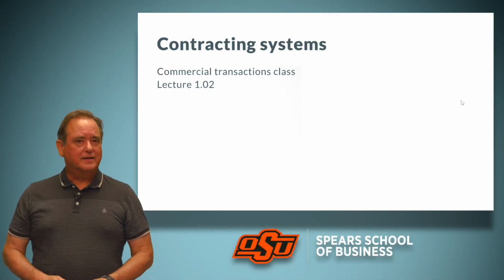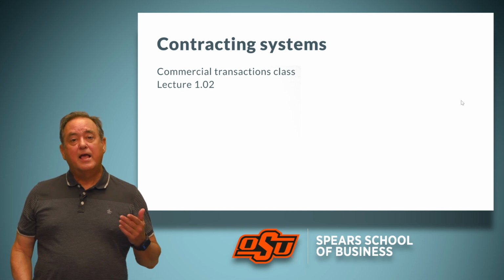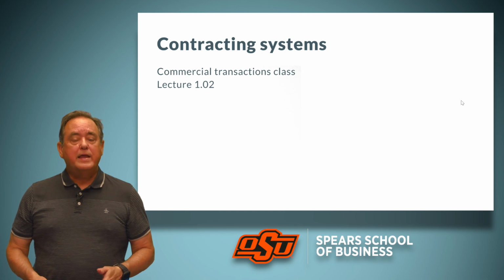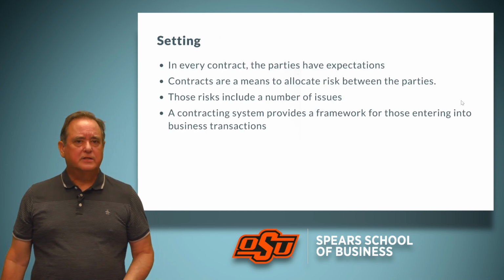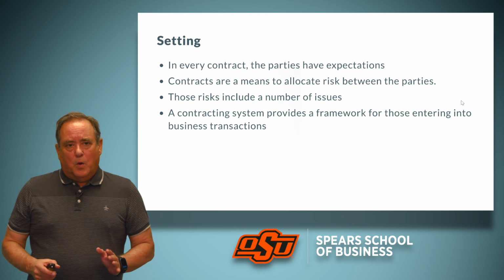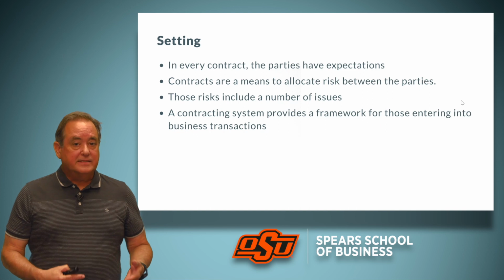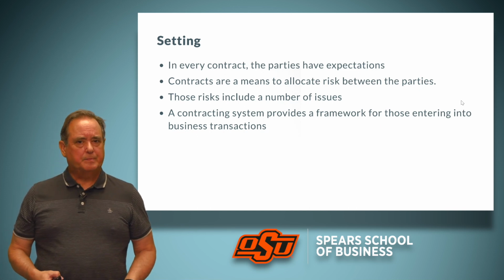Hi, welcome back. In our last lecture, we talked about contracting systems, the system that contains the rules that we are going to use to regulate our business dealings. Now, a contract cannot exist on its own. A contract must exist within the framework of a contracting system.